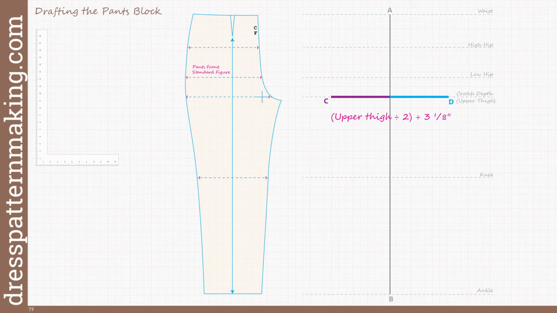So draw a line on the crotch depth thigh line from C to D, centred on the A to B line. The length of that line will be your upper thigh measurement divided by 2 plus 3 1/8 of an inch. Now somebody paying attention might immediately say, but I thought we were supposed to have 2.5 inches ease maximum for the slack. We added 5/8 to the front, so this will make the ease 3 3/4 inches, not 2.5. It will work out. I'll show you briefly in the next slide to set your mind at ease.